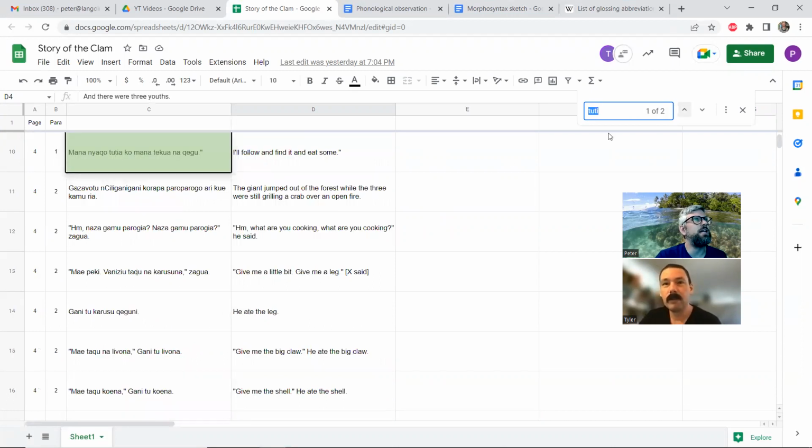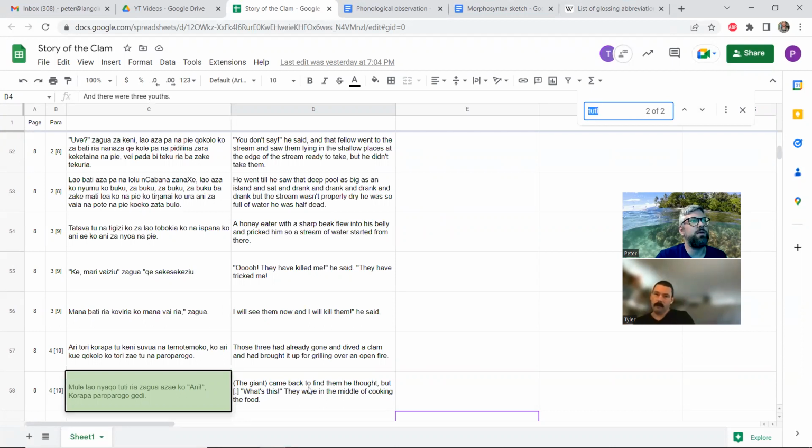Right, but we do have a good idea because this is "find it" and this is "find them." So this is tuti ria. So "them" must be the third plural. Ria must be the third plural object agreement here. And nyango tuti, find, would be future marking with nyango. I just don't know what's going on with nyango.